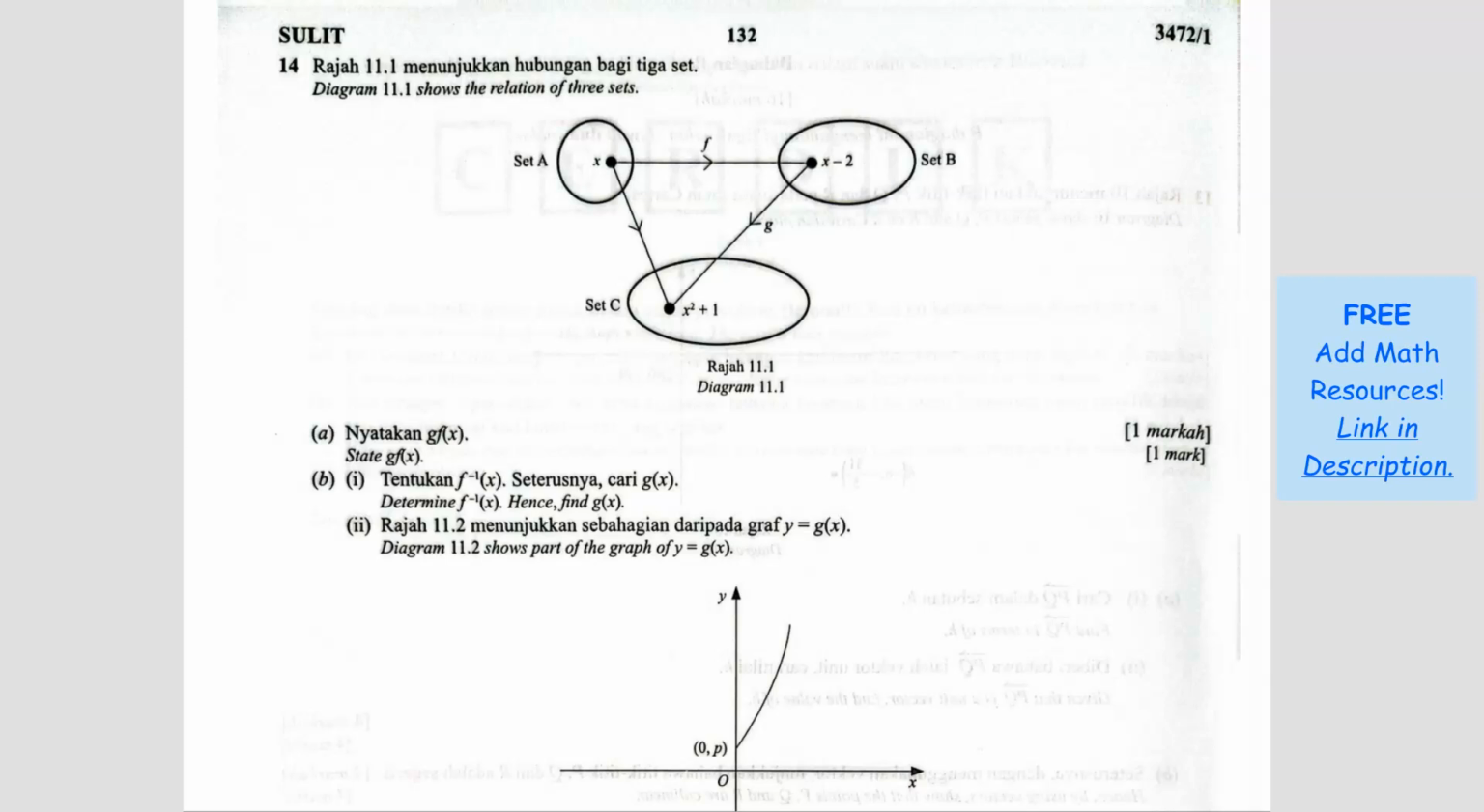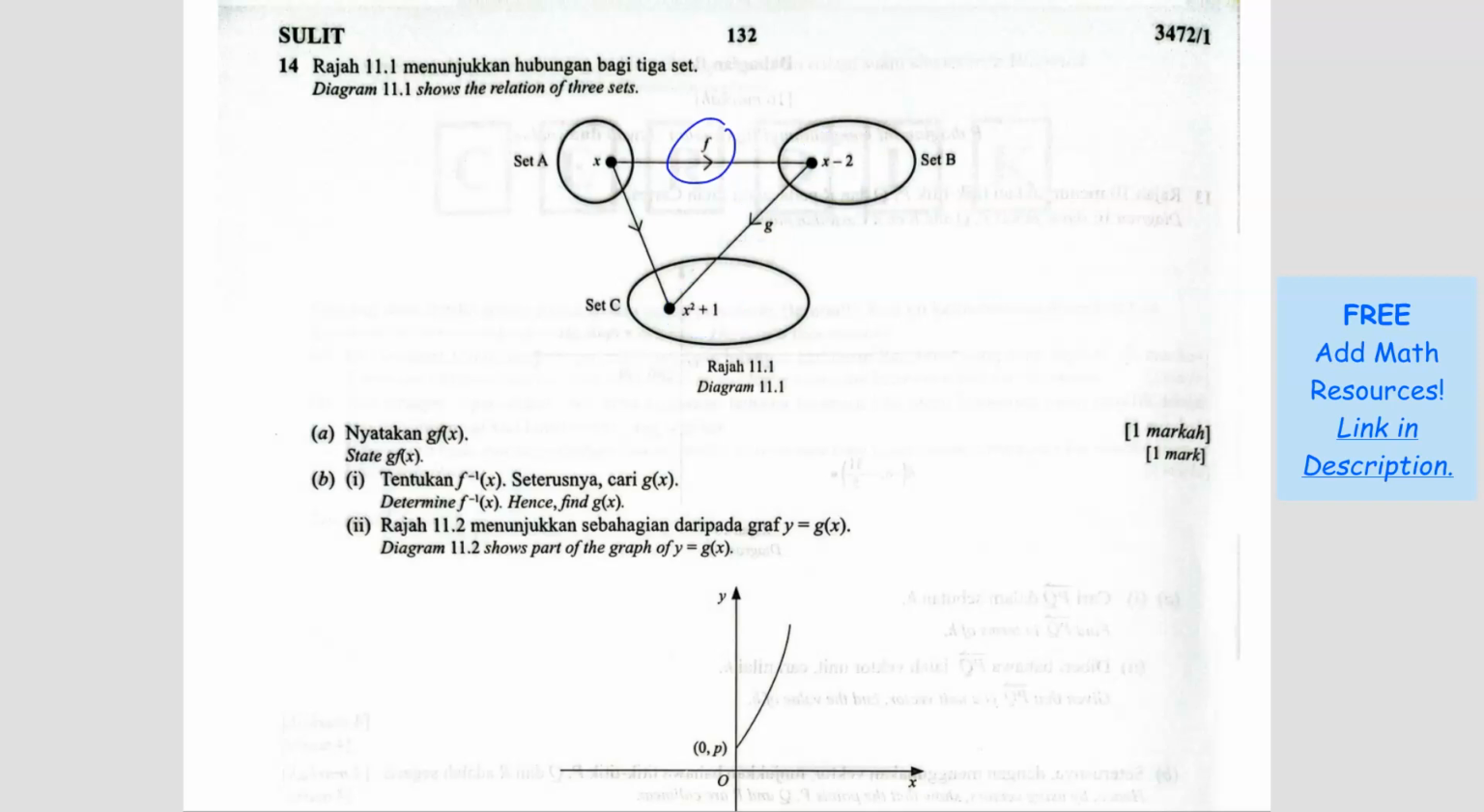Question number 14. Diagram 11.1 shows the relation of three sets. State gf. Okay, so we can see that it starts from set A. This is the input because it's x here, and it goes through the f function to get this, and then the g function to get this.